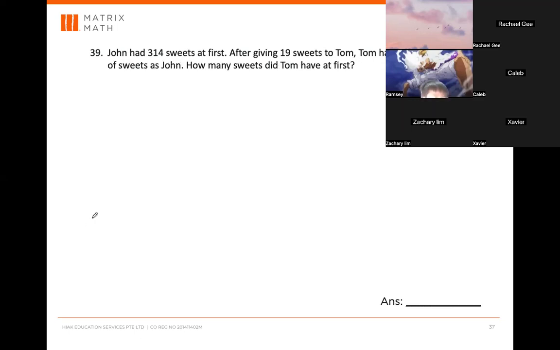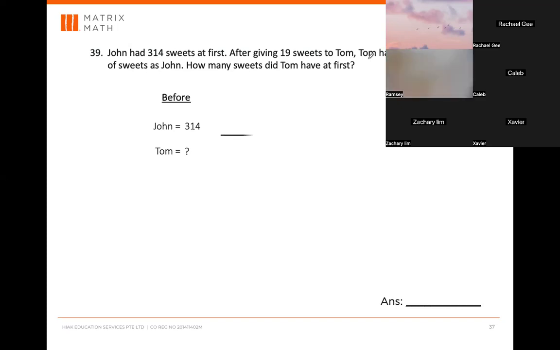Question 39. John had 314 sweets at first. After giving 19 sweets to Tom, Tom has twice the number of sweets as John. How many sweets did John have at first? Okay, so this is like your before, change, and after. First thing first, John had 314 sweets at first. Tom, I'm not sure, but there's a change. So what is the change?